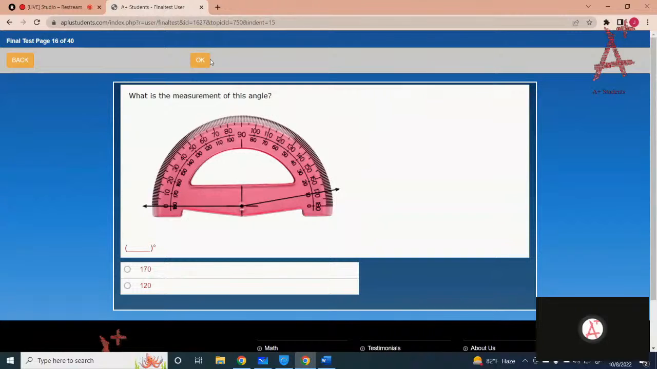Okay, what is the measurement of the angle? So the measurement of the angle is 170 degrees. Got it? So select the correct option and click on the OK button.